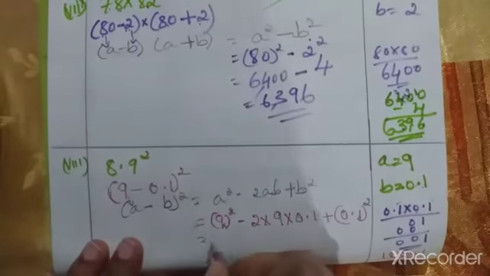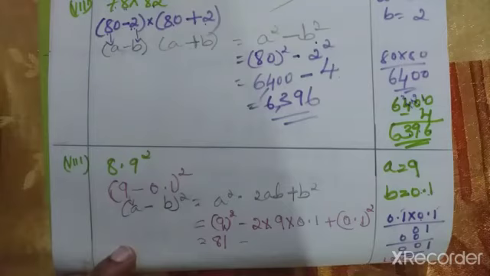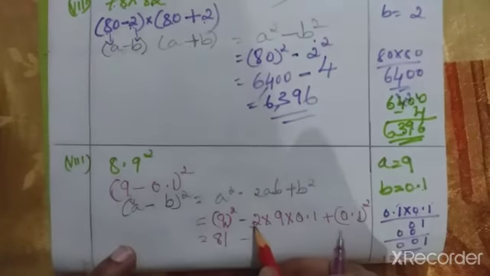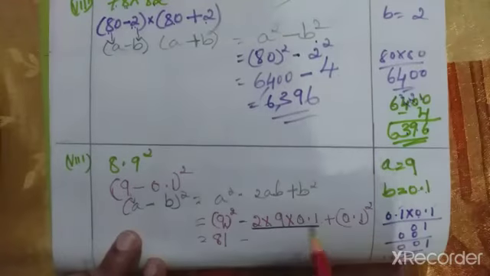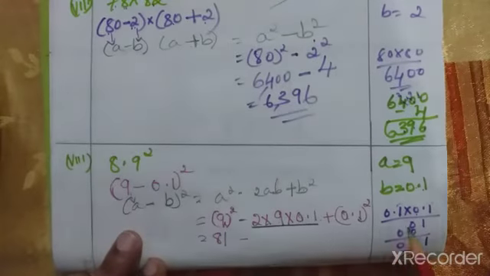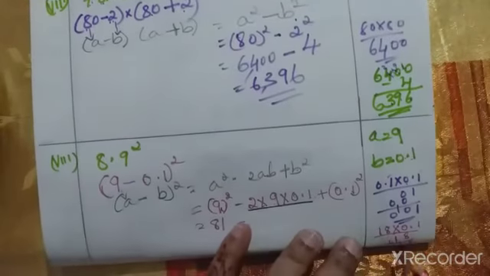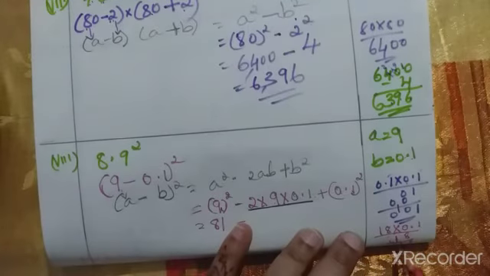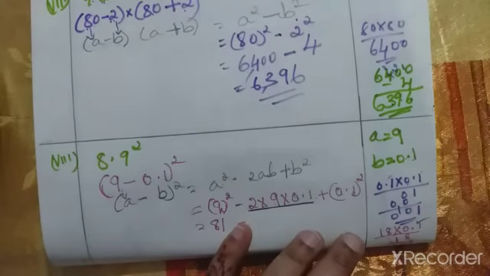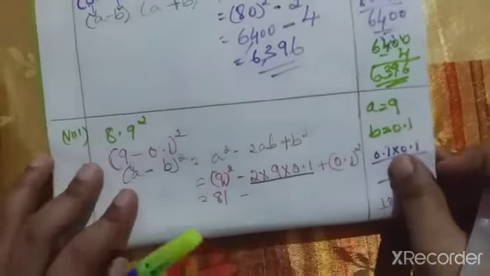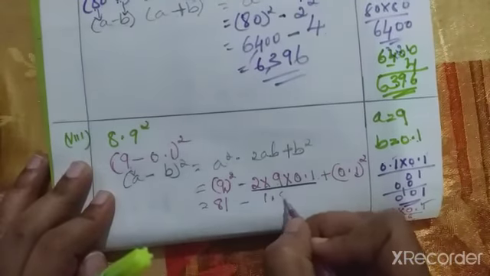Now 9 square means 9 9s are 81, minus, now we have to multiply 2 into 9 into 0.1. 2 9s are 18. 18 into 0.1, 18 into 0 point means we get 018. After one digit point means the answer has one digit after the point. So the answer is 1 point, after multiplication we get 1.8.